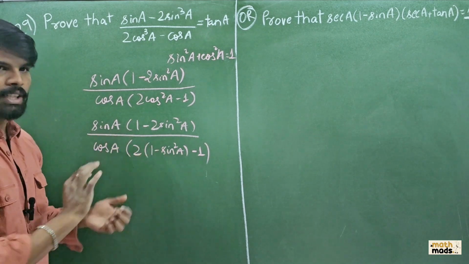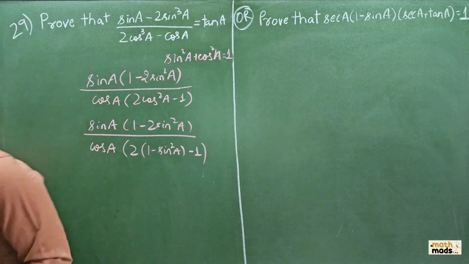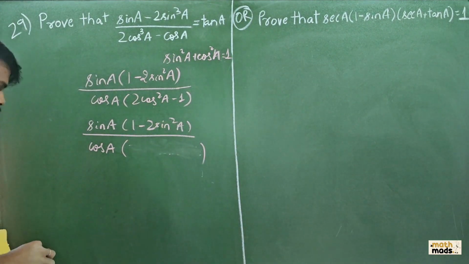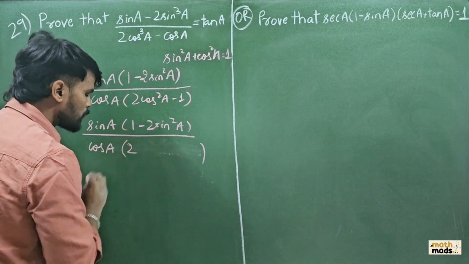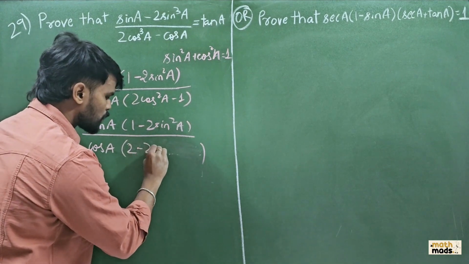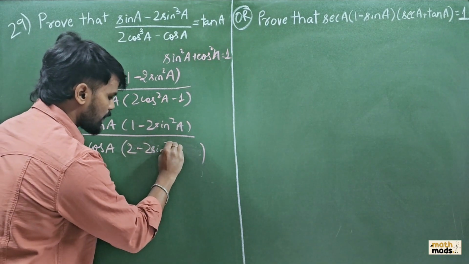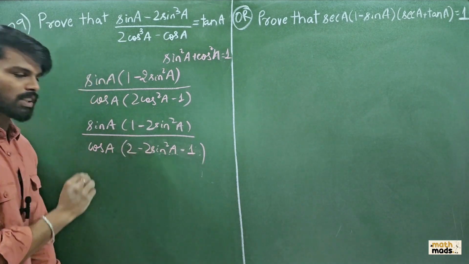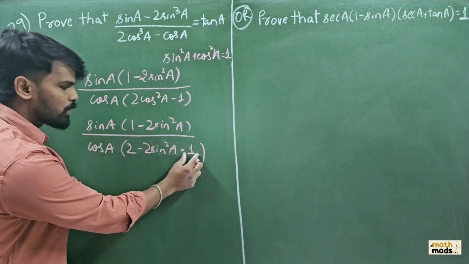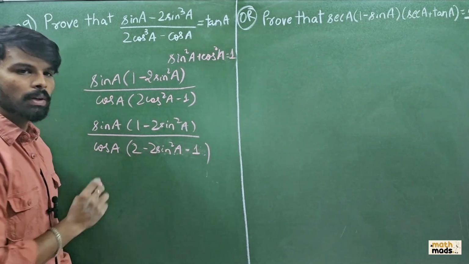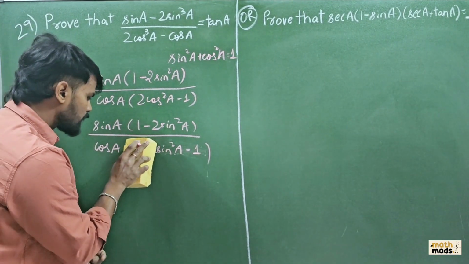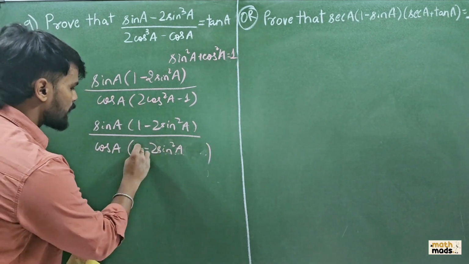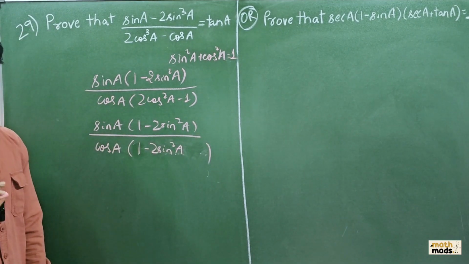Now the whole thing I'll just do in this step itself. It's very simple. So what will you get here? You will get 2 minus 2 sin square A minus 1. Correct? So this is what you will get. 2 you have, minus 1 here. So 2 minus 1 is 1. So again I will do the same thing here. So what will you get here? 1 minus 2 sin square A.